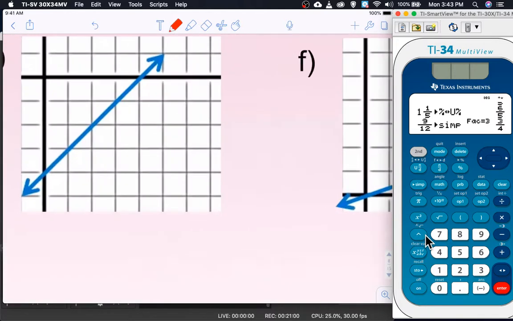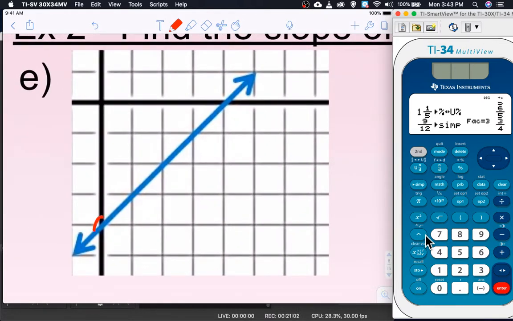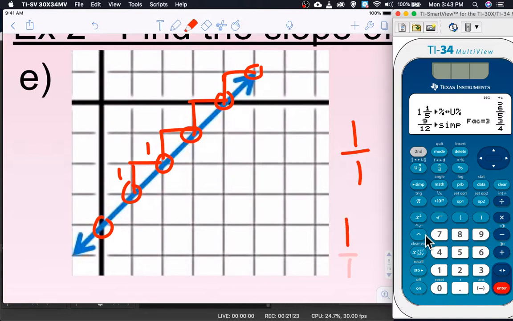All right, letter E. Boom, boom, boom, boom, boom, boom. This is a very clear pattern. The pattern is I'm going to go up 1 block, over 1 block. Up 1, over 1, up 1, over 1, up 1, over 1. The slope is 1. Technically over 1, but the slope is 1. The rise is up 1 unit. The run is over 1 unit.